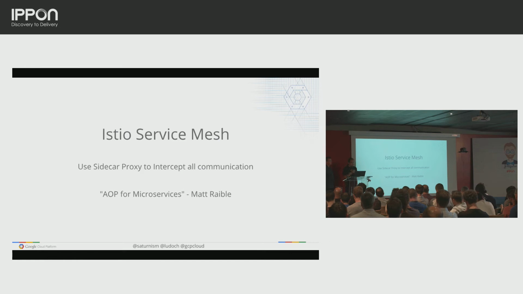And as Matt Raible put it, I was speaking at his Denver JUG a couple of months ago, he coined this phrase: this is like aspect-oriented programming for microservices. Because we use AOP in Java, but that just works with Java. But we can also do AOP with microservices as a whole. And with Istio service mesh, this can work for different languages as well.